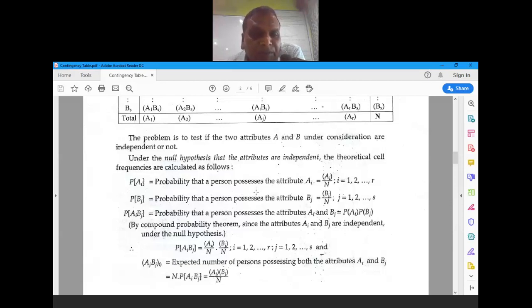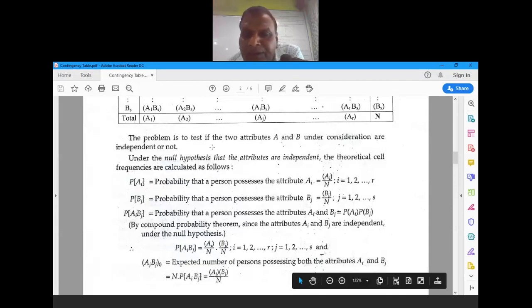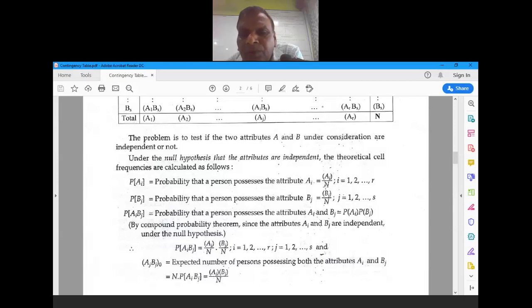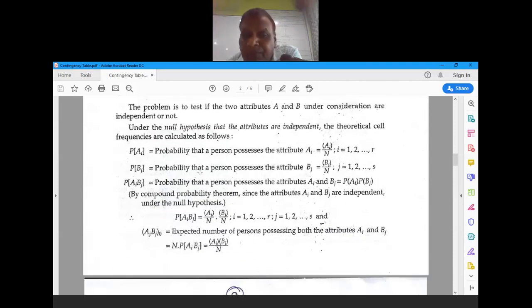So here, the probability of Ai is equal to the probability that a person possesses the attribute Ai. This is equal to Ai, the favorable number of cases for attribute A, divided by N, the exhaustive number of cases, that is the total number of cases. Similarly, the probability of Bj is equal to the number of persons possessing attribute Bj divided by capital N. Here j is equal to 1 to S, and i is equal to 1 to R.